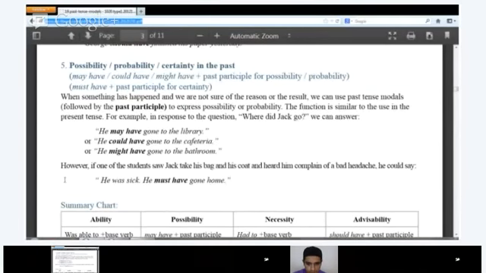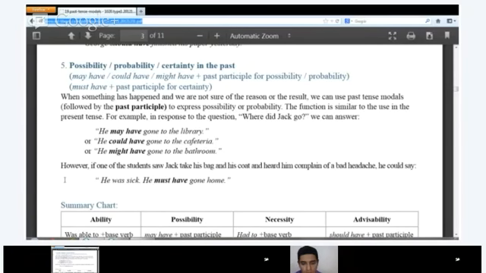For example, in response to the question, where did Jack go? We can answer, he may have gone to the library, or he could have gone to the cafeteria, or he might have gone to the bathroom. However, if one of the students saw Jack take his bag and his coat and heard him complain of a bad headache, he could say, he was sick. He must have gone home.